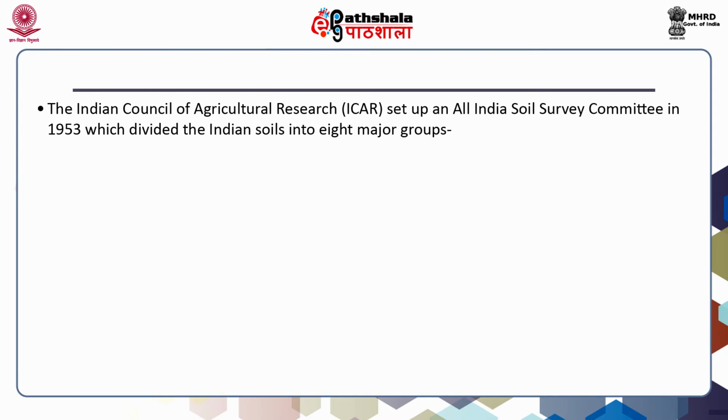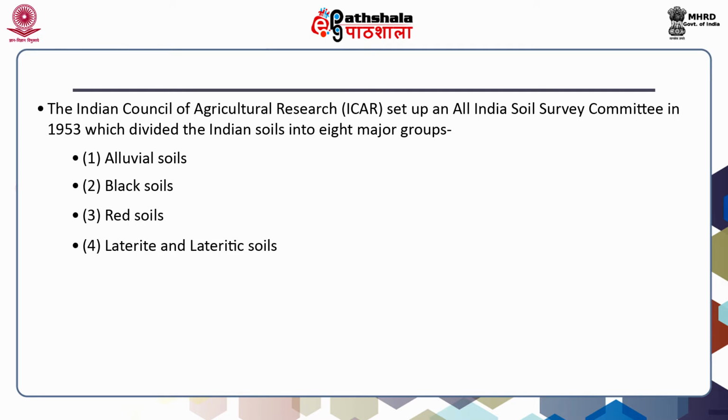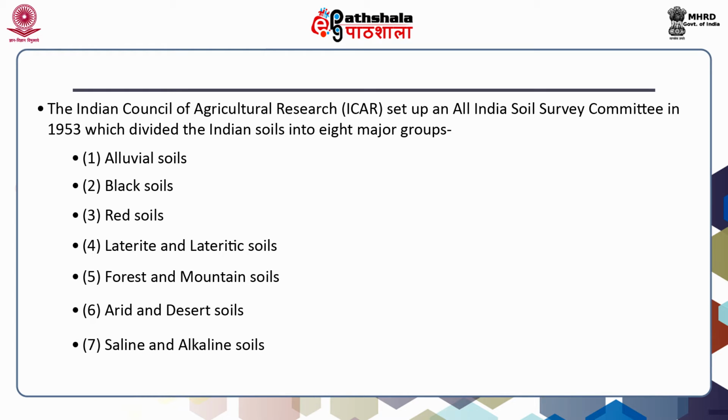The Indian Council of Agricultural Research set up the All India Soil Survey Committee in 1953, which divided the Indian soil into 8 major groups. They are alluvial soil, black soil, red soil, laterite soil, mountain soil, desert soil, saline and alkaline soil, and peaty and marshy soil. This is a very logical classification of Indian soil and has gained wide acceptance. Now, a brief account of all these 8 soils.